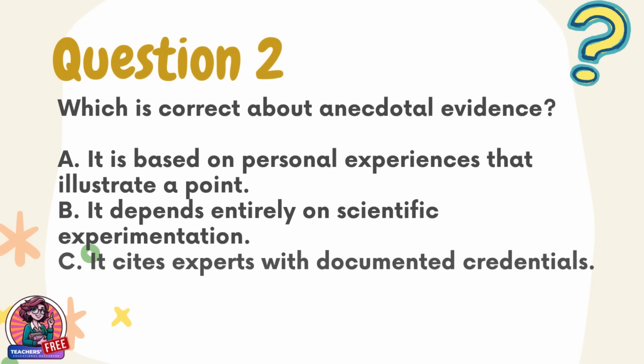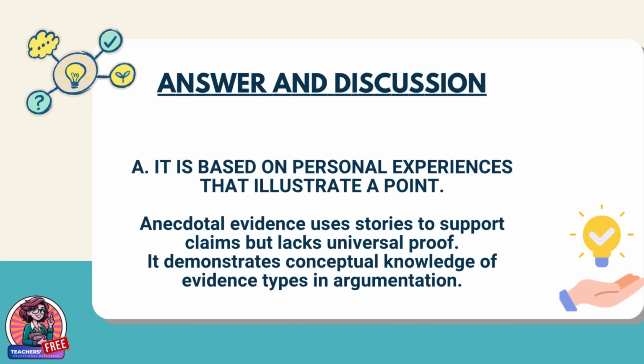Question 2. Which is correct about anecdotal evidence? A. It is based on personal experiences that illustrate a point. B. It depends entirely on scientific experimentation. C. It cites experts with documented credentials. Answer. A. It is based on personal experiences that illustrate a point. Anecdotal evidence uses stories to support claims but lacks universal proof. It demonstrates conceptual knowledge of evidence types in argumentation.